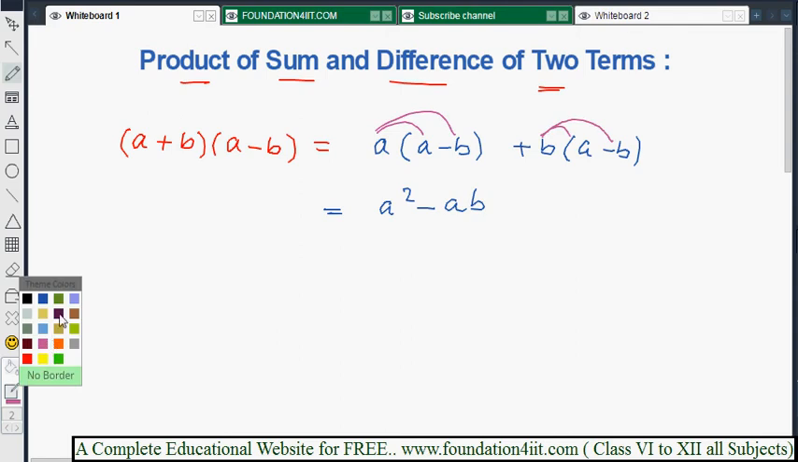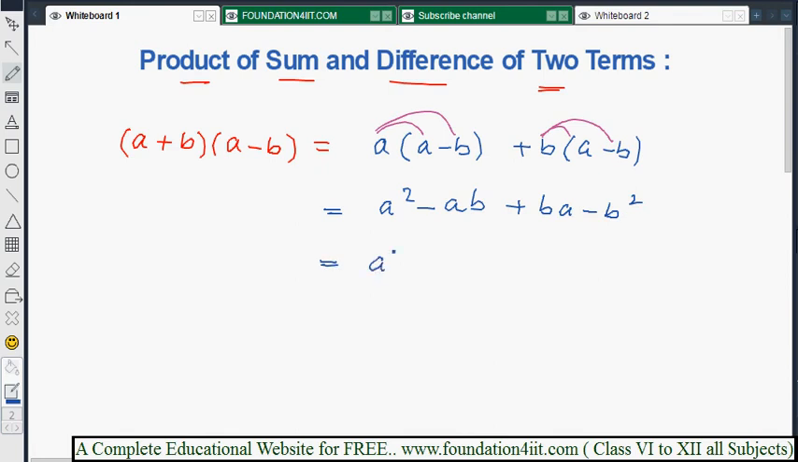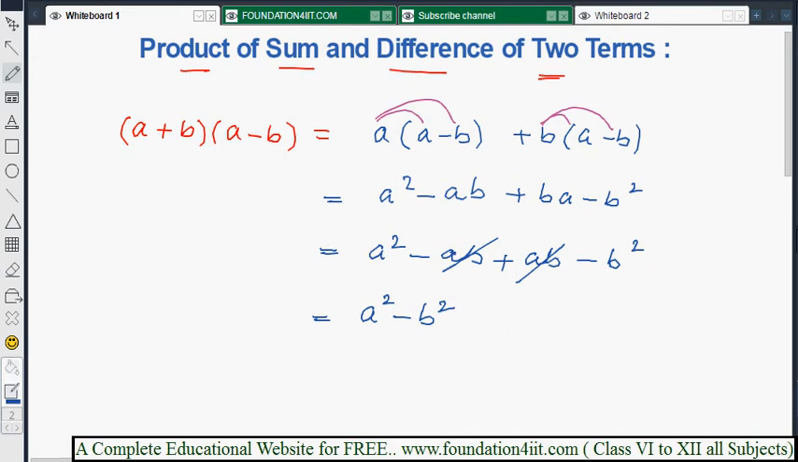So that is plus B into A is BA, minus B into B is B square. Now A square minus AB plus BA, AB or BA both are the same, minus B square. So minus AB plus AB cancel here. After cancellation we get A square minus the last term, B square. Okay, this is the formula now.